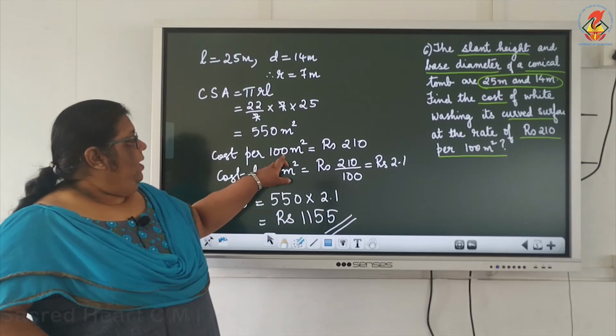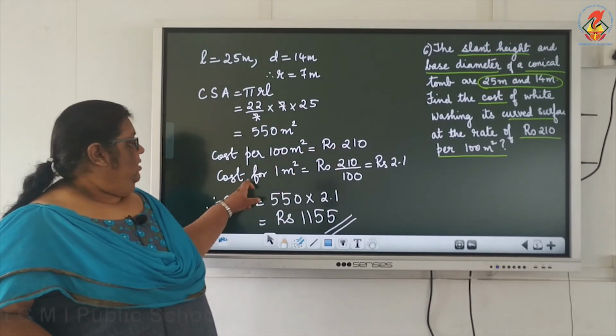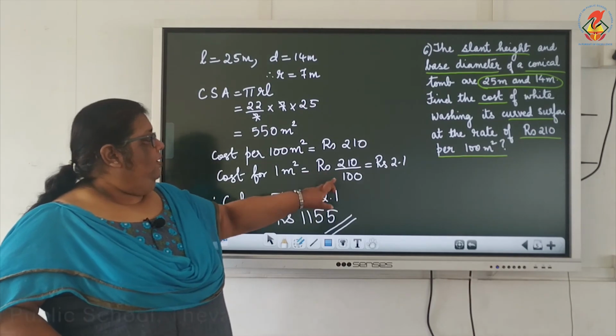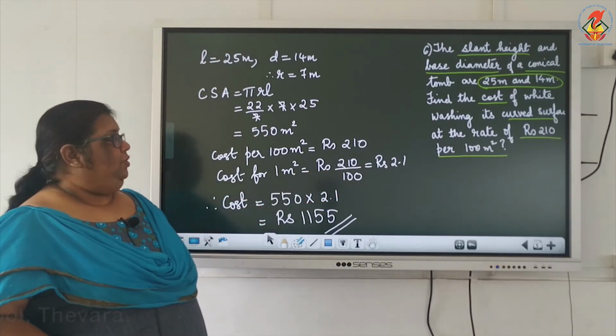Here cost per 100 meter square was given rupees 210. Therefore, cost for 1 meter square will be 210 by 100, which is equal to 2.1 rupees.